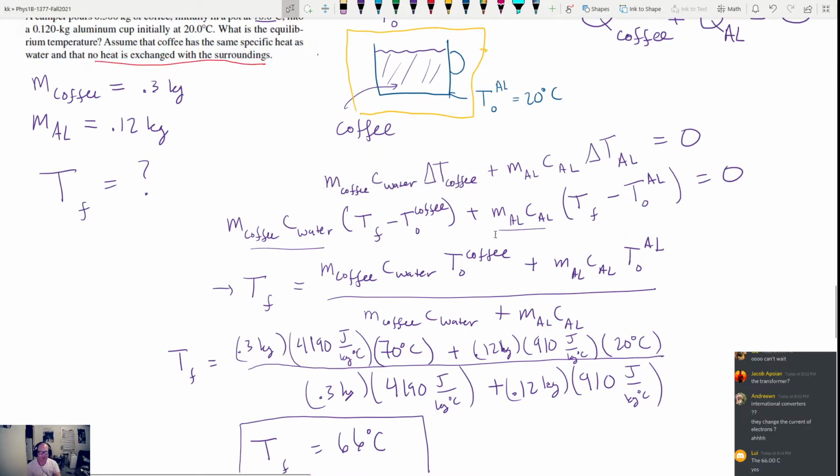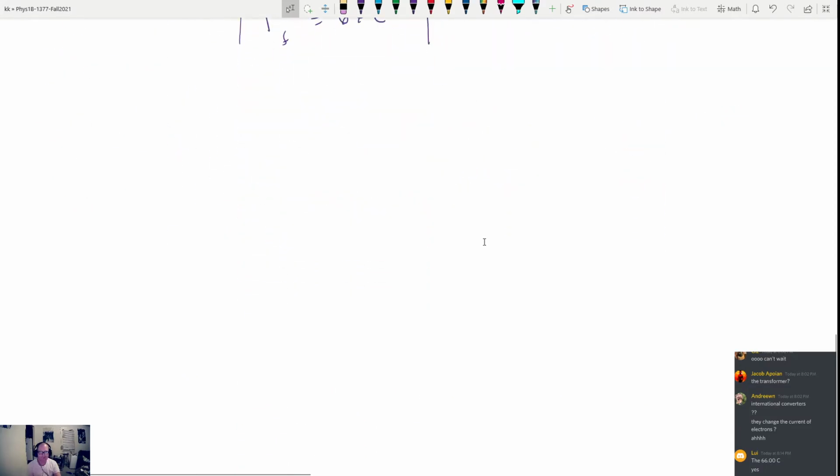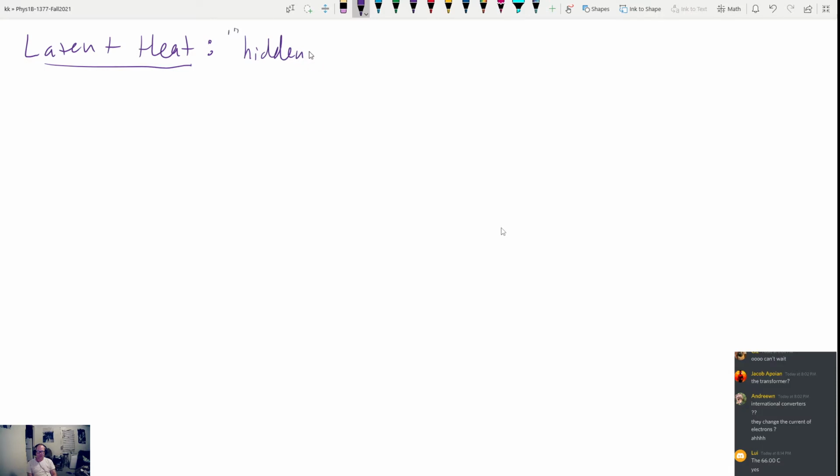Now, what happens when the object goes from ice to water? If you go from solid to liquid, or if you go from liquid to gas? Well, that's where latent heat comes in. Latent heat is the hidden heat. Latent means hidden, or innate, or something like that. It's the hidden heat associated with a phase change.